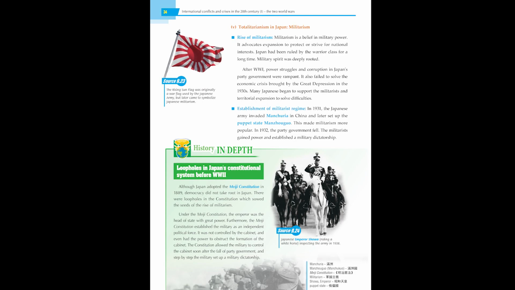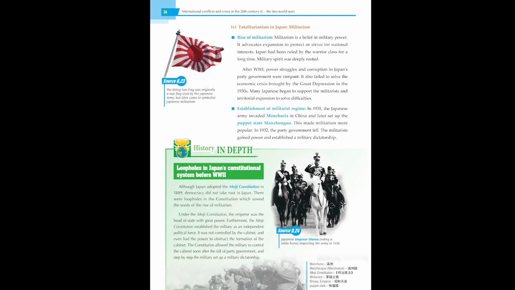After the First World War, power struggles and corruption in Japan's party government were rampant. It also failed to solve the economic crisis brought by the Great Depression in the 1930s. Many Japanese began to support the militarists and territorial expansion to solve difficulties.